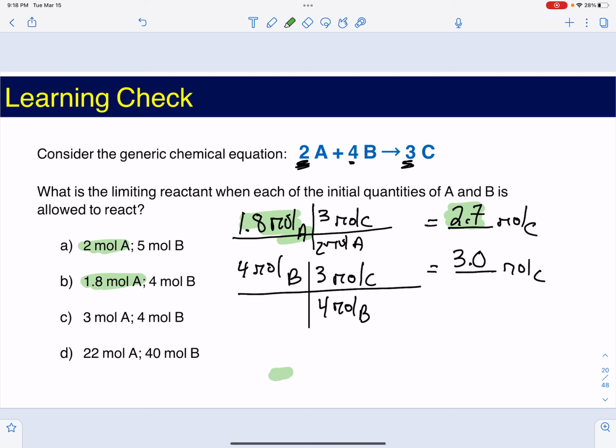So this is going to equal my limiting reactant. What about the next one? The next one, we're going to do it also in a different way.